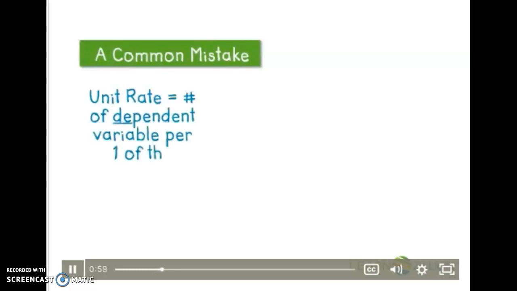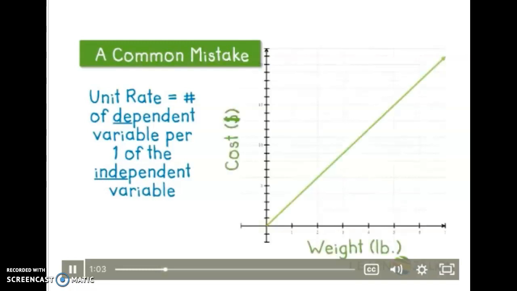A common mistake is to reverse the variables when giving the unit rate. So for example, if you're looking at this graph, the unit rate is going to be the number of dollars for 1 pound, not the number of pounds for $1.